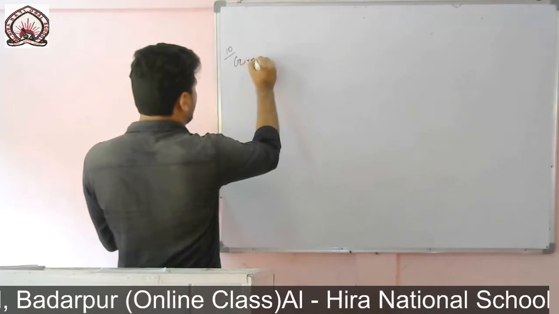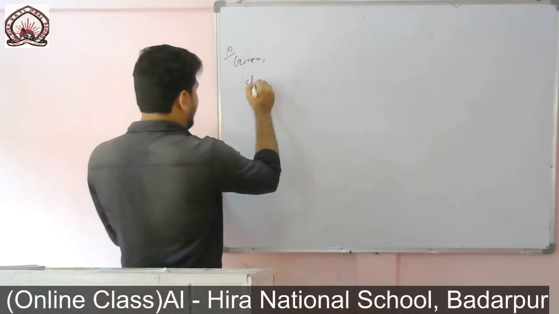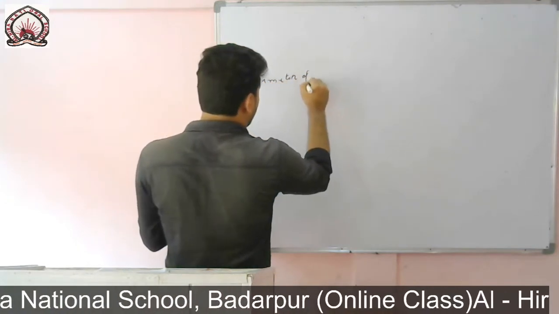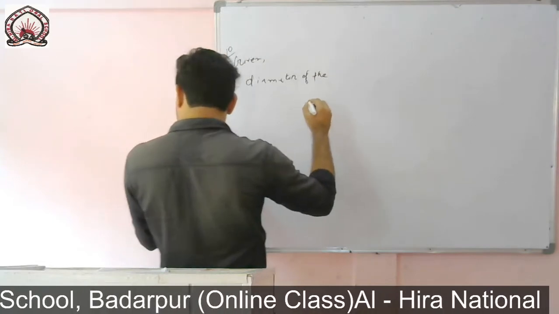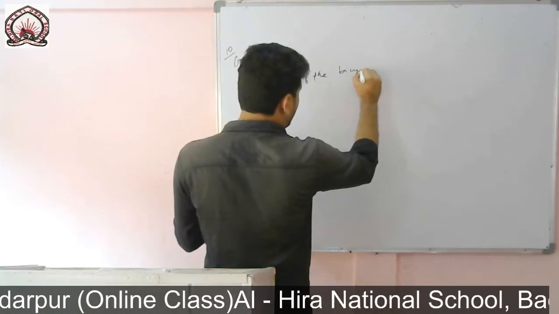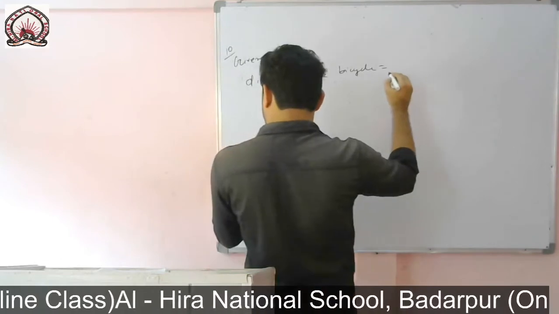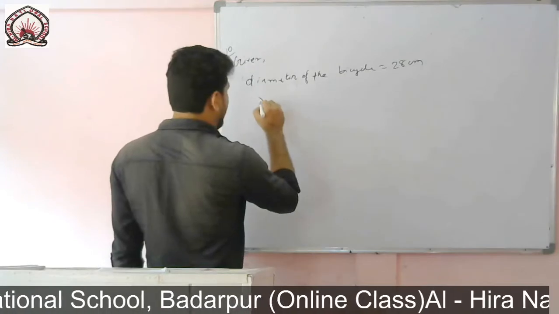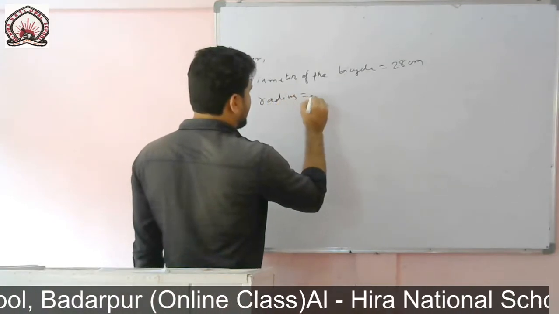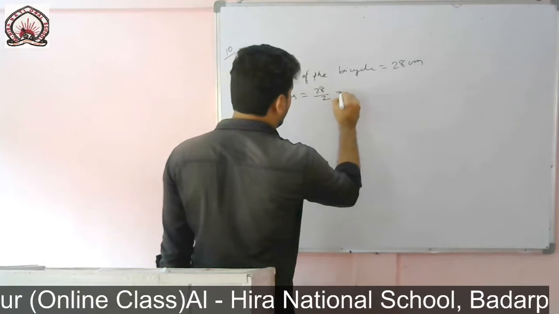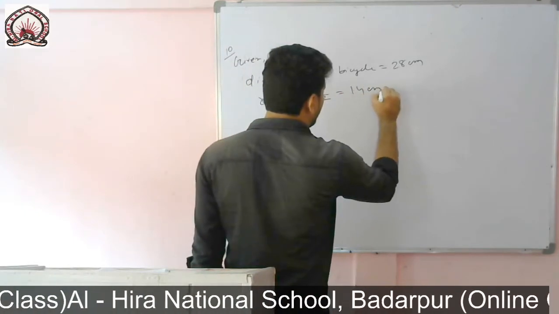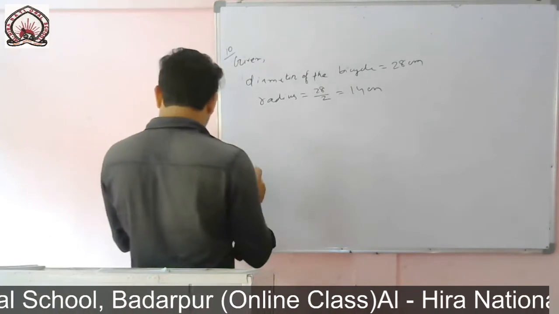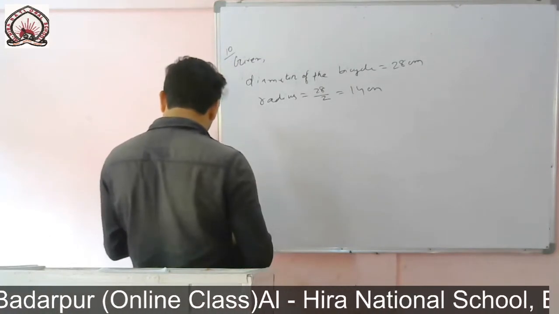Given the diameter of the bicycle wheel equals 28 centimeter. Therefore radius equals 28 by 2, which is 14 centimeter. Then what distance will it cover? What distance will it cover in 100 revolutions?